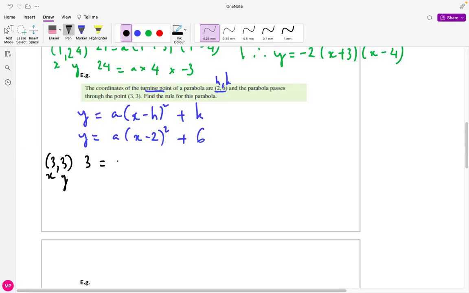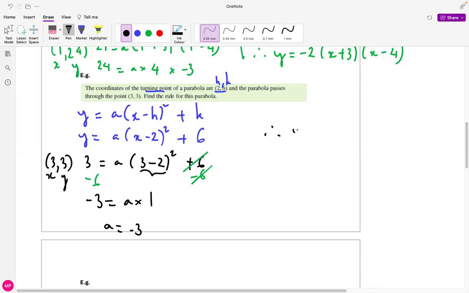So we have 3 equals a(3 minus 2) squared plus 6. Then we take away 6 on both sides. We have negative 3 equals a times (3 minus 2), which is 1. 1 squared equals 1, so a is negative 3. So the answer is y equals negative 3(x minus 2) squared plus 6.